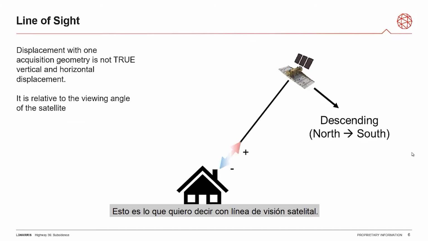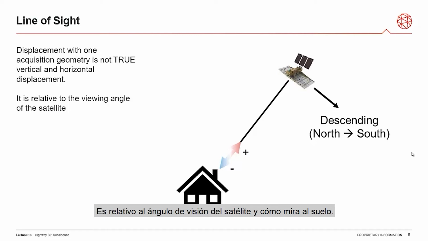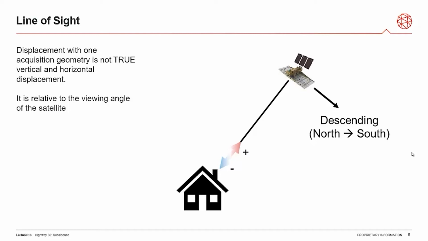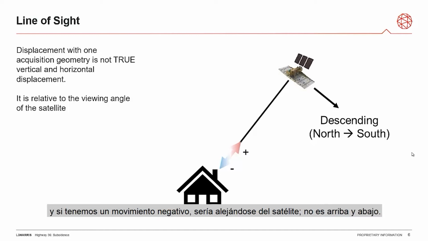Here's what I mean by satellite line of sight. Displacement with one axis in geometry is not true vertical and horizontal movement. It is relative to the way that the satellite is looking at the ground. So for this example, if we have positive movement, that would be towards the satellite, and if we have negative movement, it would be away from the satellite. It is not up and down.